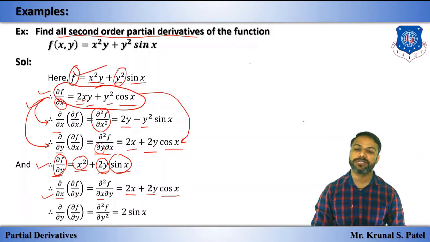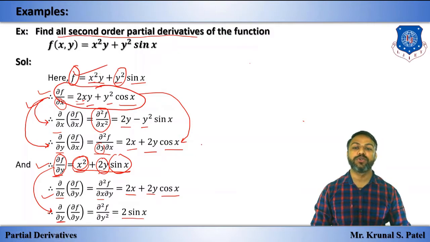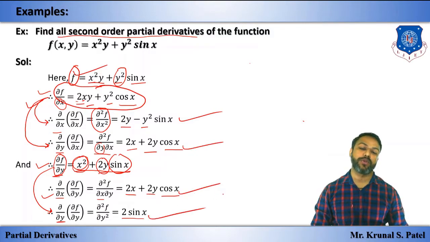Same way, differentiating this term with respect to y, here only x square is there, no y, so differentiation of x square is 0, and now 2 is constant and sin x is constant, because we are differentiating with respect to y, so differentiation of y is 1, so we have 2 into sin x. So these are the second order partial derivatives 1, 2, 3 and 4.